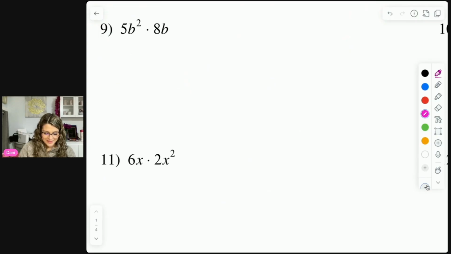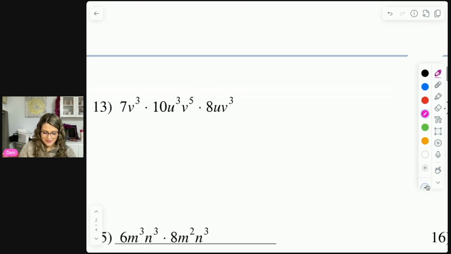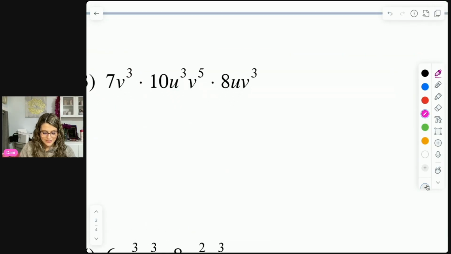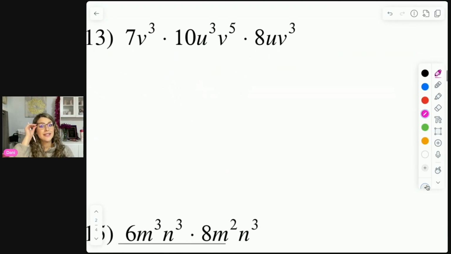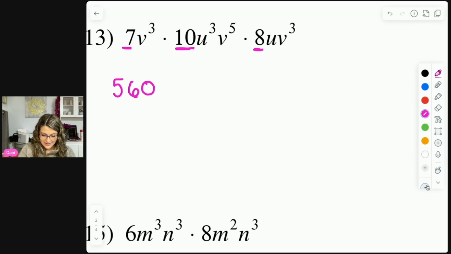Okay. So let's get into some more beefy examples. Let's scooch down to this example 13. Let's take care of our real life numbers first, our coefficients. If I want to be precise, we have 7 times 10 times 8. You can slap that right in your calculator. You get 560.